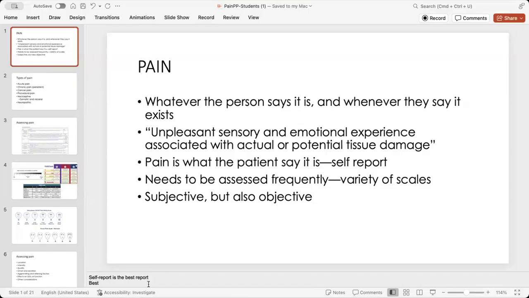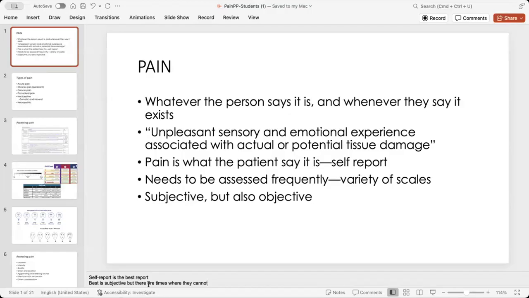then you might have to look at objective data. What would be some objective data you could look at? Grimacing, okay, their facial expression. Clutching a part of the body. They possibly have some changes in vital signs. What could happen? Elevated blood pressure. Increased blood pressure, increased heart rate, increased respiration rate.